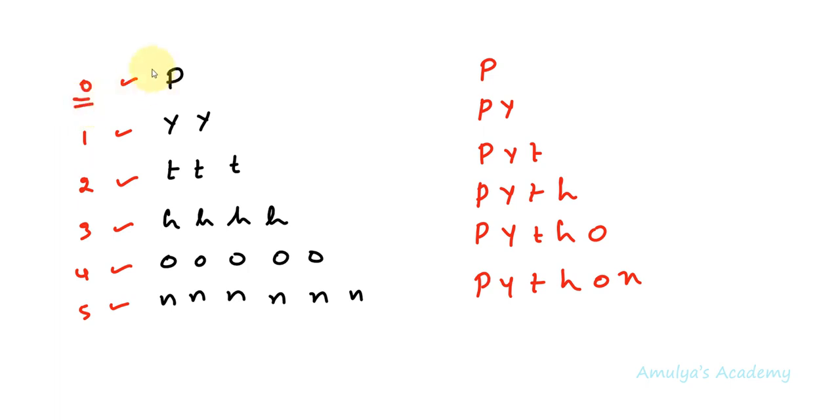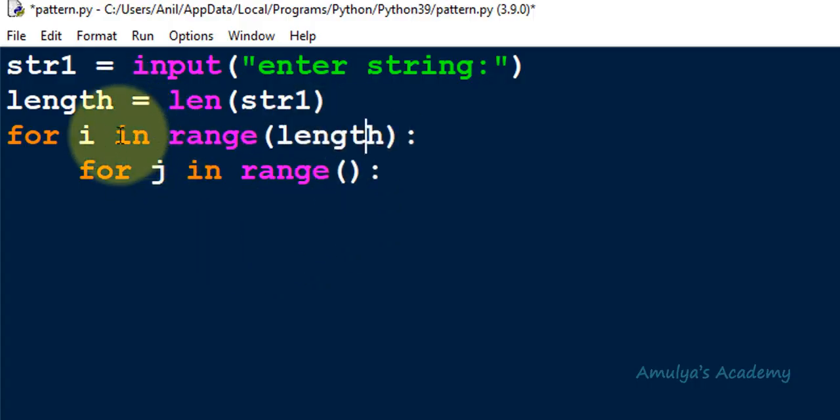Now at row 0, I want 1 column. At row 1, I want 2 columns. At row 2, I want 3 columns. That means I want row plus 1 columns in every row, right? And here we took i to represent the row. So I need to mention here i plus 1. I want i plus 1 columns in every row.